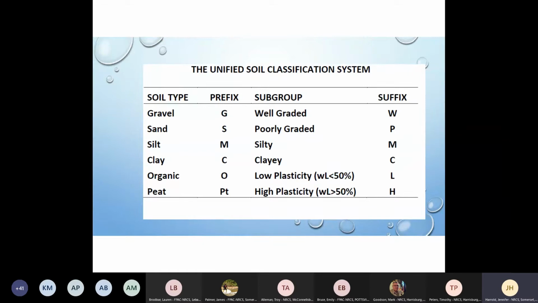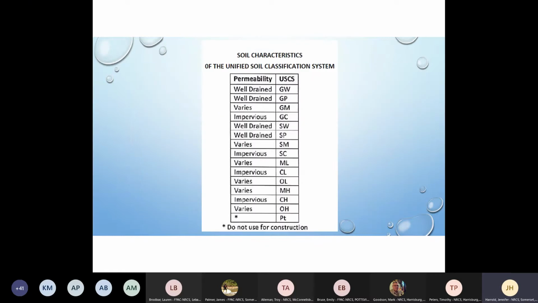When we're using the Unified Soil Classification System, we use a prefix and a suffix. So GW, SM, ML, CL. The prefixes are pretty easy to follow: silt is M, sand is S, gravel is G, clay is C, organic is O, peat is Pt. So you'll see a combination of those. Here's a good summary: GW is a well-graded gravel, and GP is a poorly graded gravel. SM, SC, there are a lot of combinations. If you look in the Web Soil Survey under the Unified Soil Classification System, this information is in there.